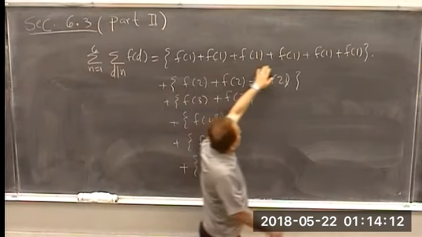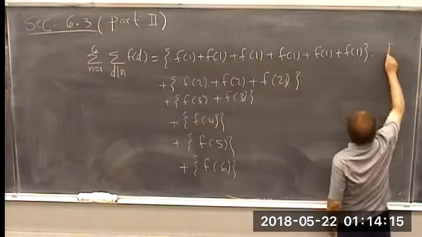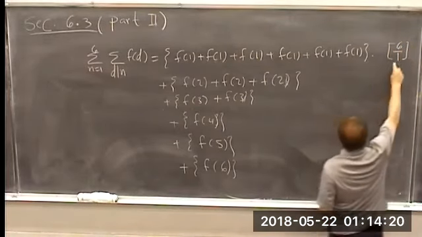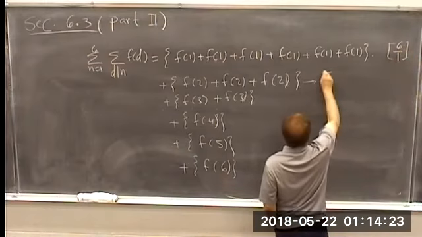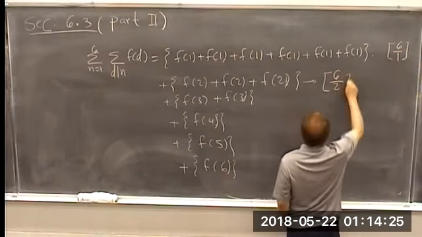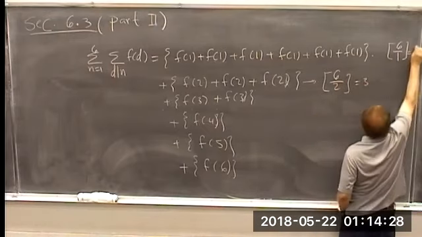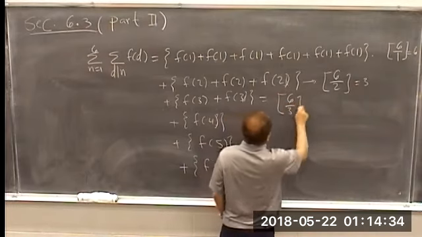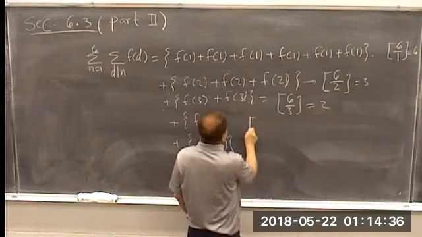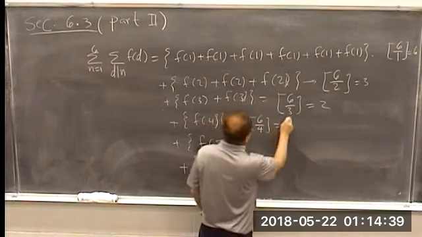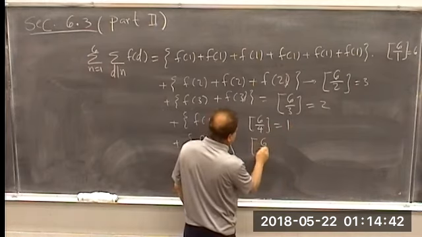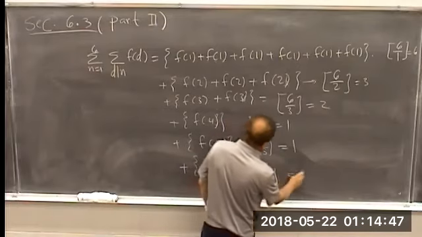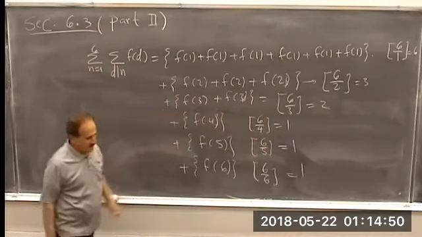Also, this number of f of 1 happens to be equal to the greatest integer of 6 over 1. This one is the greatest integer of 6 over 2. There are 3, so this is 6 over 2. And this one, 6 over 3, which is 2. And this is 6 over 4, which is equal to 1. And 6 over 5 equals 1, and 6 over 6 also equals 1. So this is the way we count.